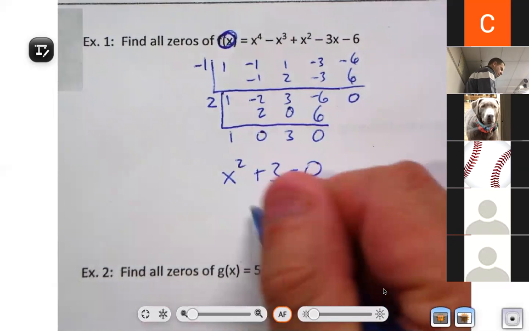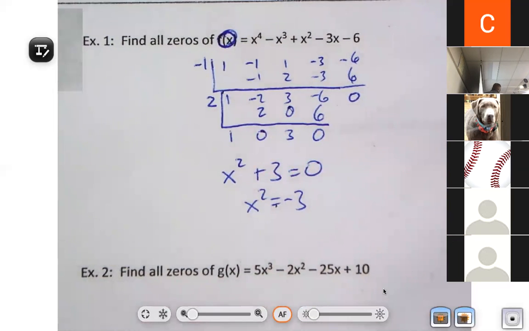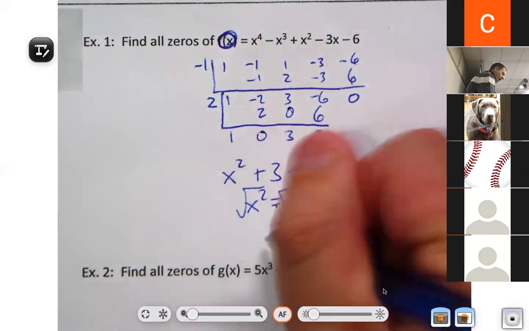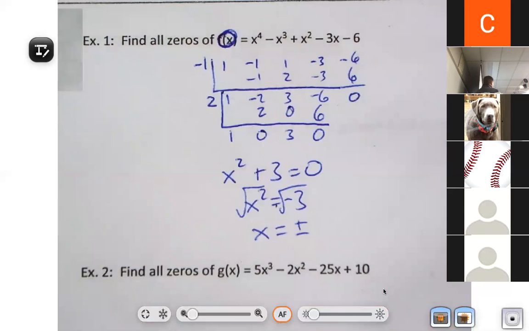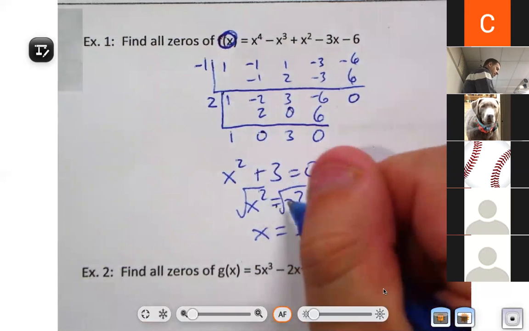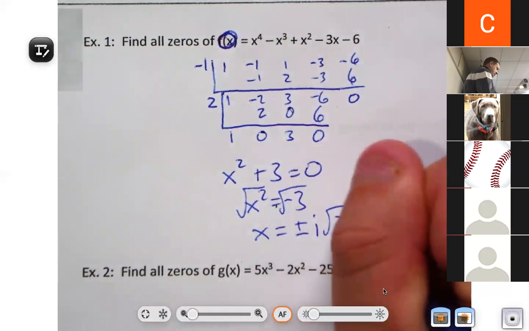I would subtract 3, and then I would square root both sides. And remember, anytime you square root, you have to put plus or minus. That's where your other 2 answers come from, right? We're trying to find 2 more. That's the positive and the negative. When you square root a negative, you get an i on the outside, and it still says square root of 3.